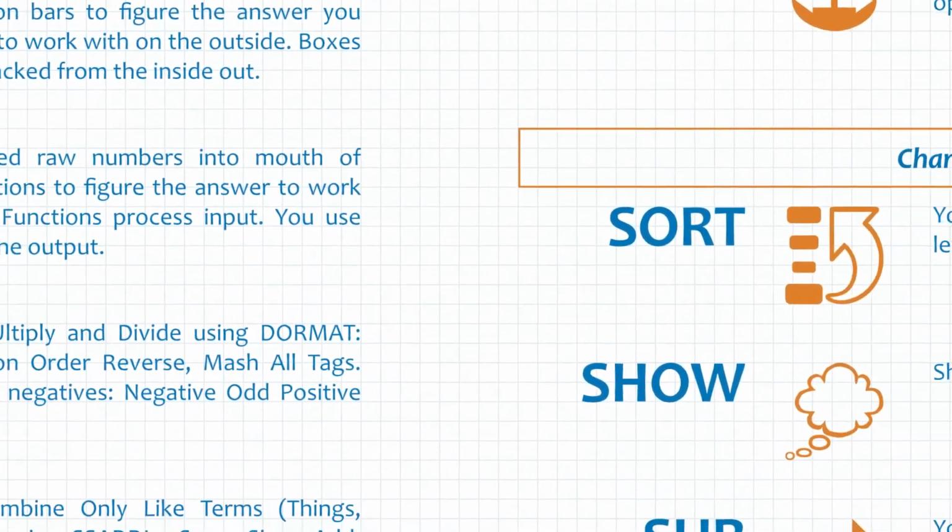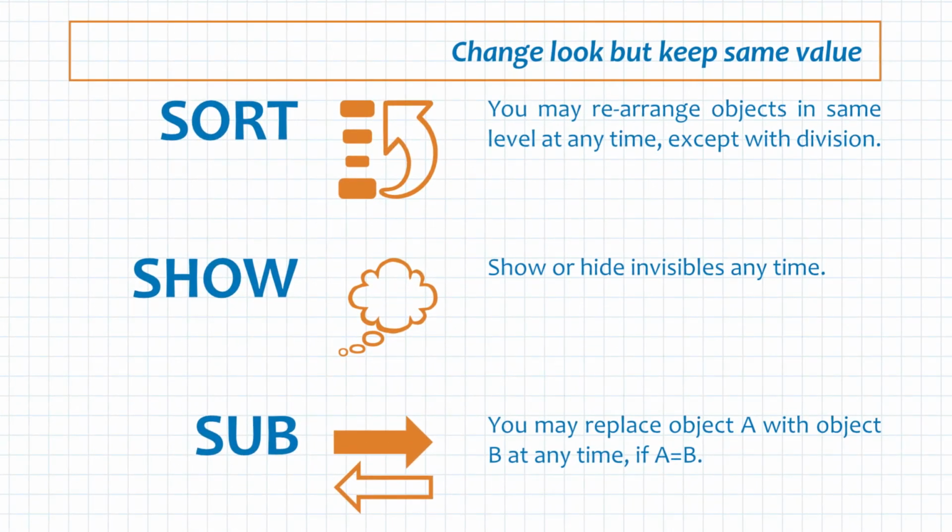The second principle is change look but keep same value. When we sort, show, hide, or substitute, all we are doing is changing the look of the problem to make it easier to solve. We are not changing the total value of the problem because that would be changing the problem itself. This principle is like an actor changing costumes to play a different role, but it is still the same actor.